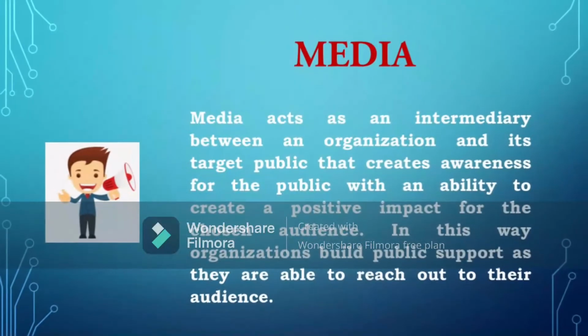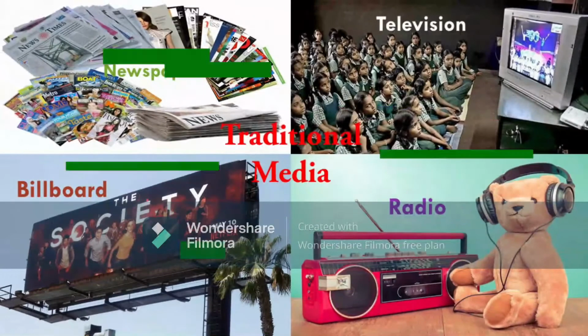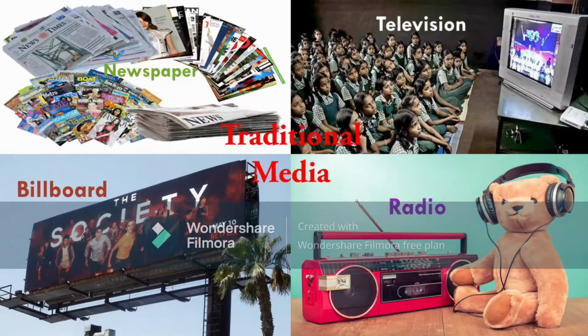Media acts as an intermediary between an organization and its target public that creates awareness for the public with an ability to create a positive impact for the chosen audience. In this way, organizations build public support as they are able to reach out to their audience. Traditional media refers to forms of mass media that focus on delivering news to the general public or a targeted group of the public. Traditional forms of media include print publications, newspapers and magazines, broadcast news, television and radio, and, in recent years, the digital version of those media outlets, such as digital newspapers and blogs.